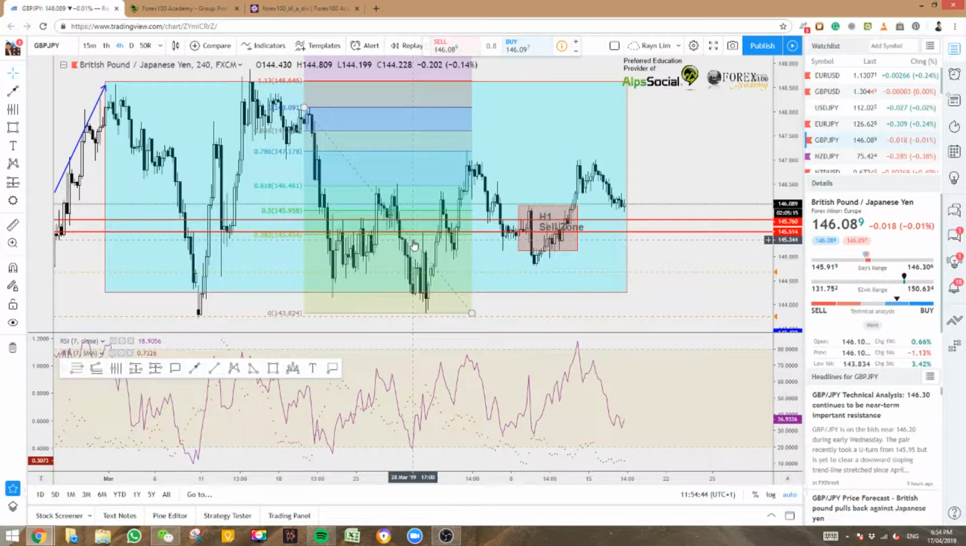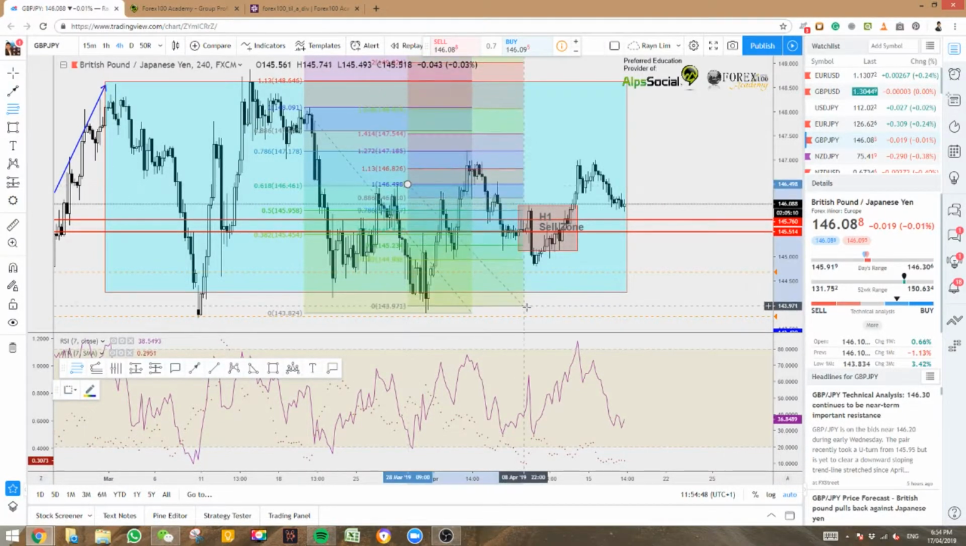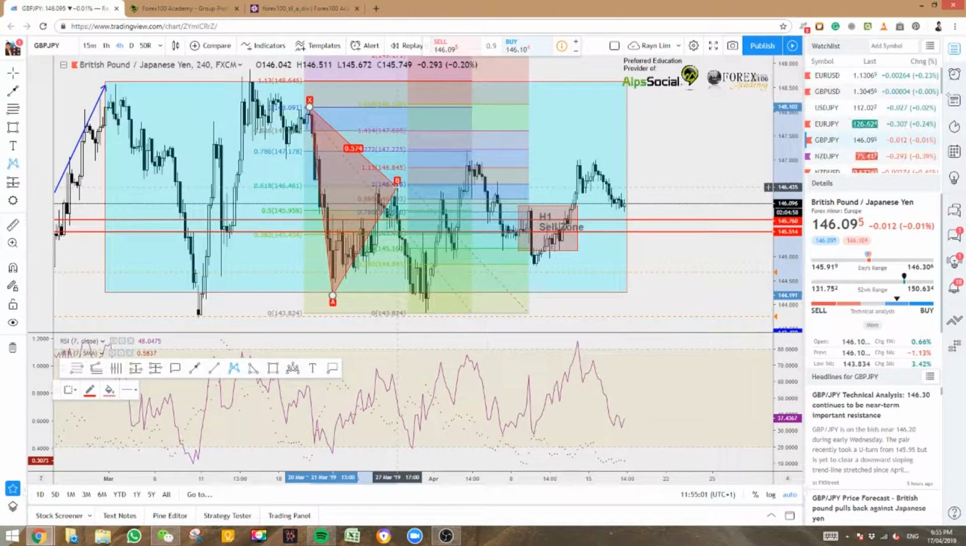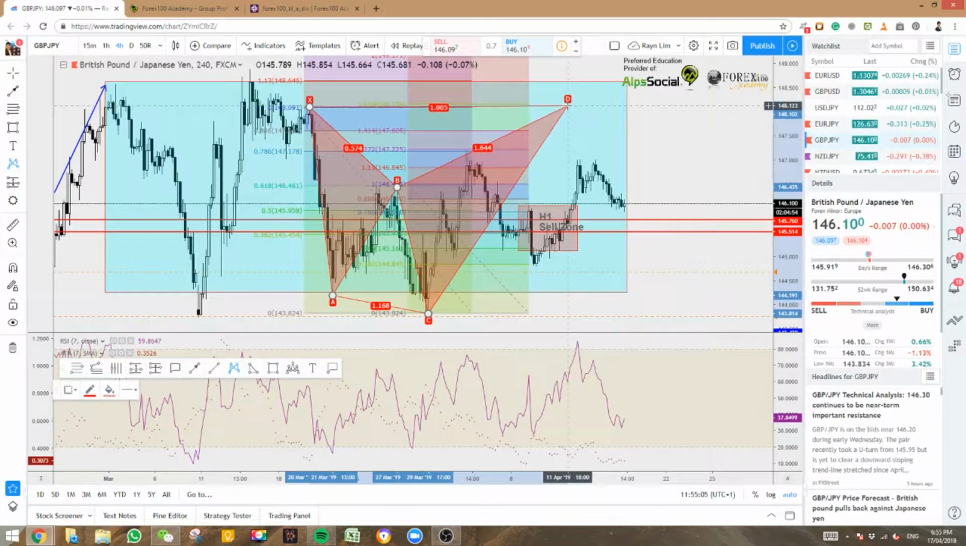Okay, so let me just do a quick plot for you. What is the potential shark? If you are interested to learn things like this, you can drop us a message, so we will be able to share with you more details. Alright, so the shark can look something like this, depending on how you read structure. And at this price, here is your shark pattern.